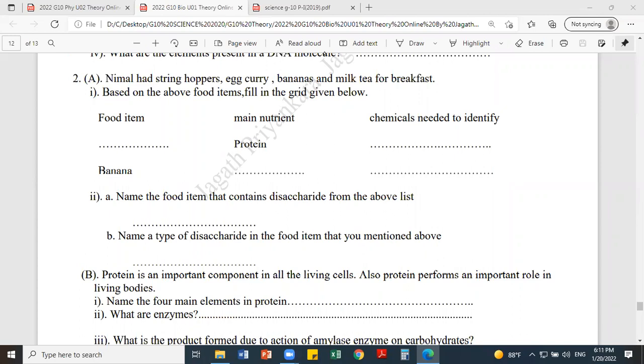They have given this question in the 2018 Western Province first term test paper. You are given some string hoppers, egg curry, banana, milk tea for breakfast, and based on the above food items, fill in the blanks given below. So they asked to find the food item which contains protein, the main nutrient in banana, and the chemical needed to identify it.